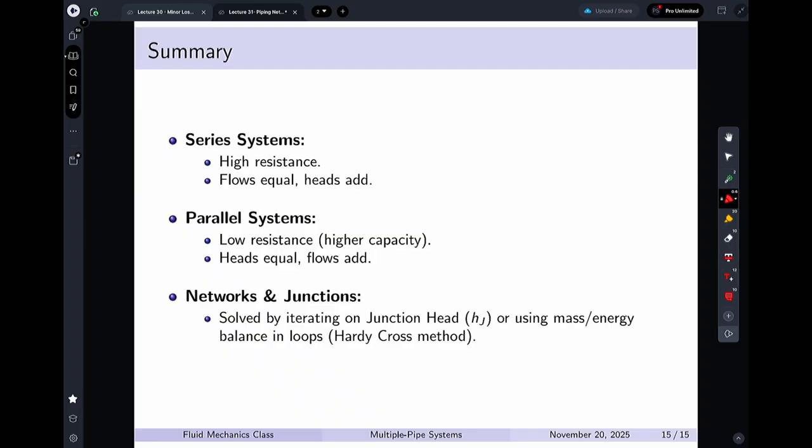Series systems, high resistance, flows equal, heads add. Low resistance in parallel, so higher capacity, and that's why you do that. Heads equal, flows add together. And networks and junctions you solve by iterating on junction head or mass and energy balances in loops, which is the Hardy-Cross method.